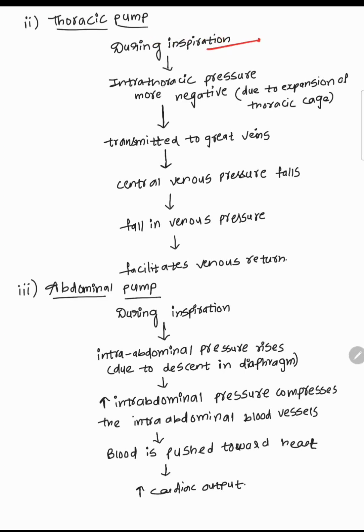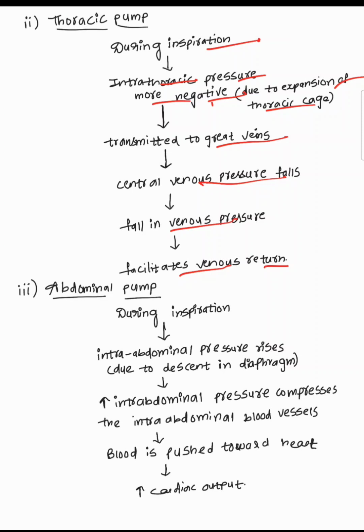See, during inspiration, intrathoracic pressure becomes more negative. How does the thoracic pressure become negative? Due to the expansion of the thoracic cage. During inspiration, what do we do? We expand the thoracic cage as much as possible so that we can accommodate more air, right? So during inspiration, intrathoracic pressure becomes more negative due to the expansion of the thoracic cage. This is transmitted to the great veins, and the central venous pressure will fall due to this decrease in intrathoracic pressure. The fall in venous pressure facilitates the venous return. Venous return facilitates the cardiac output.